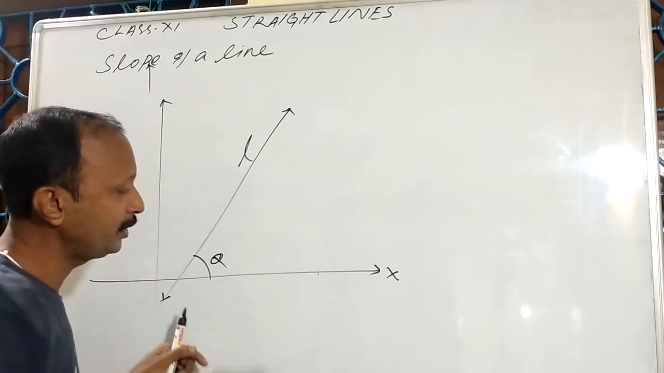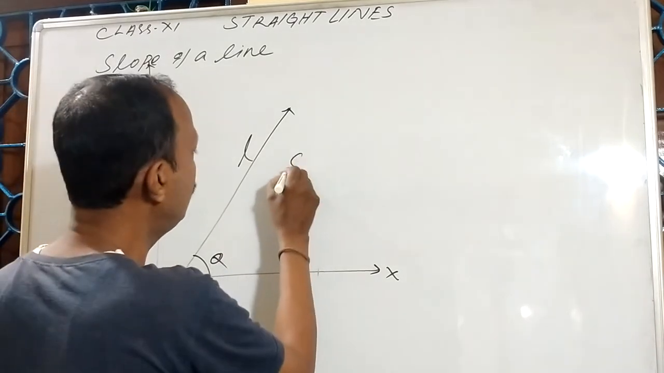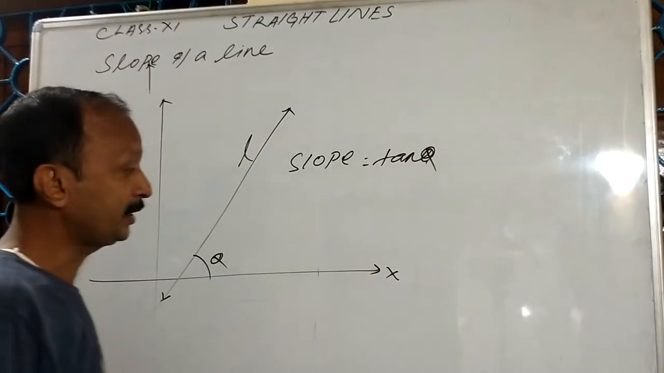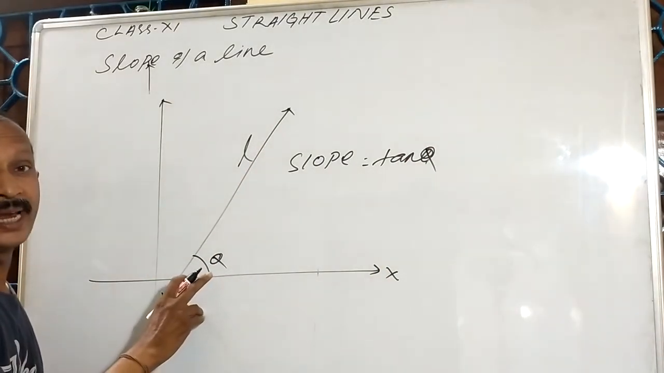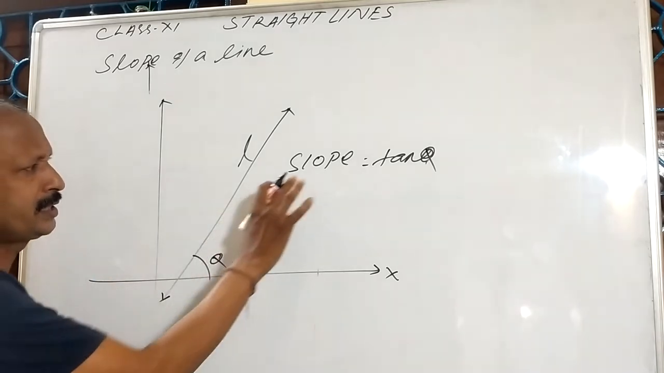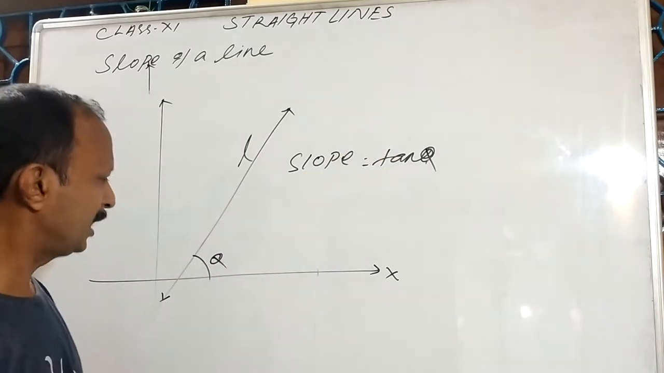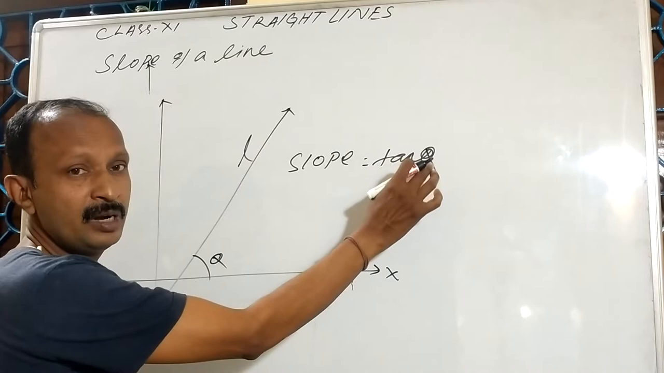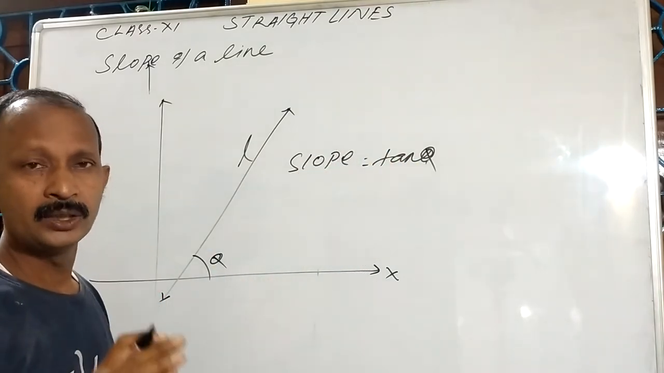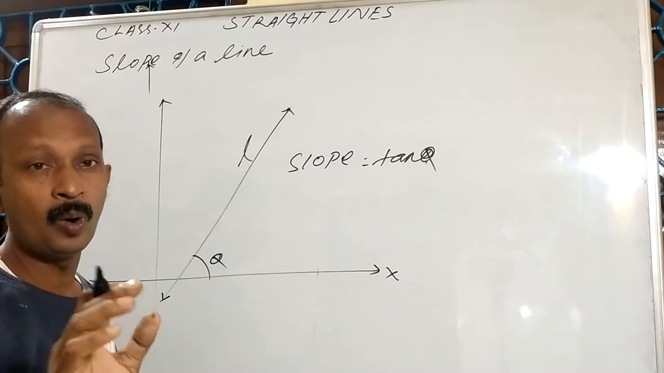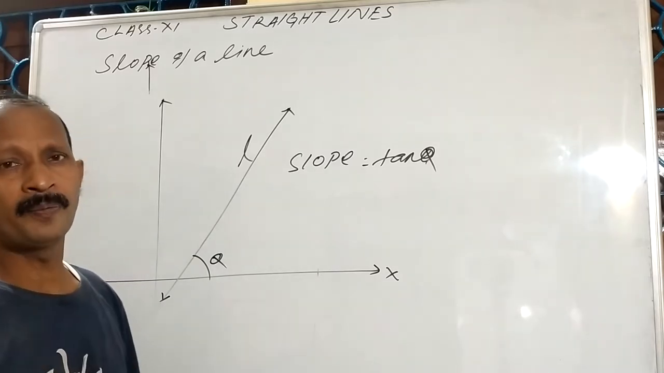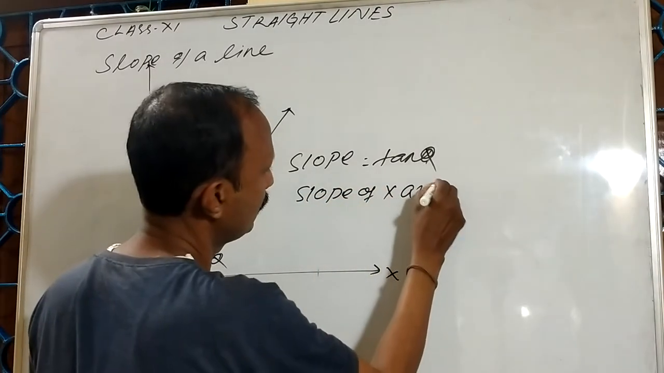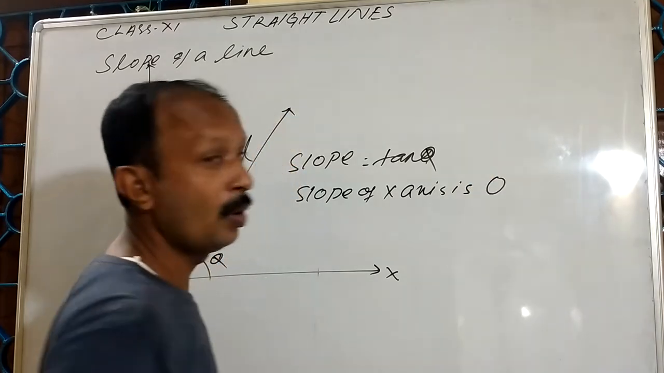So our aim is to find the slope of the line. What is the slope of the line here? Slope of the line is nothing but the slope is equal to tan theta, tangent of this acute angle theta. I mentioned here tan theta. For example, if the line L is parallel to x-axis, theta will be 0. Ultimately, the slope will be 0. That means I can say slope of x-axis is 0.